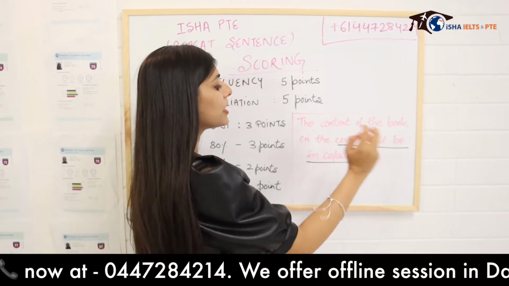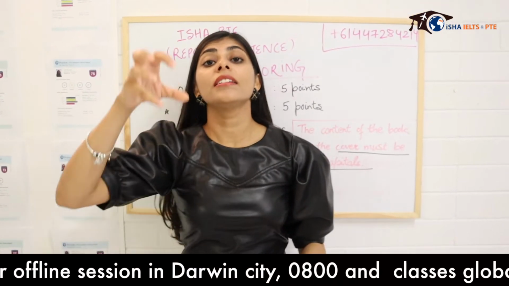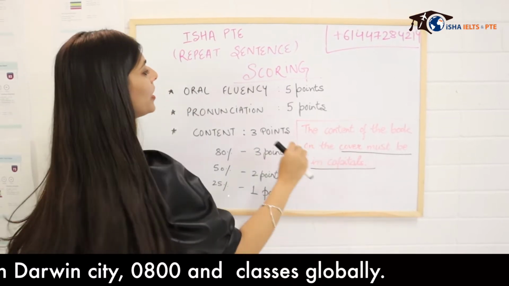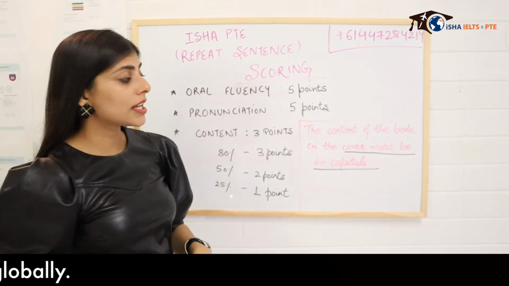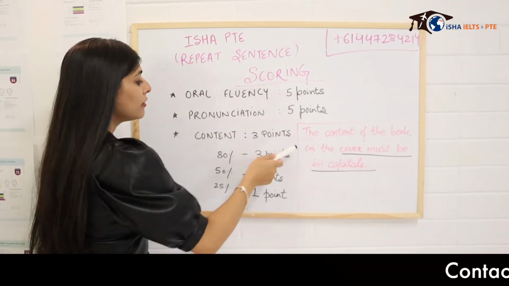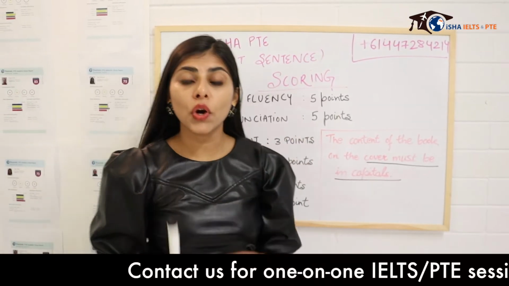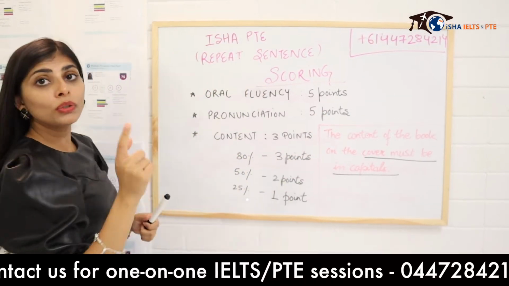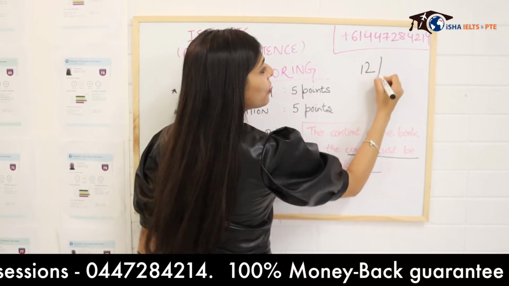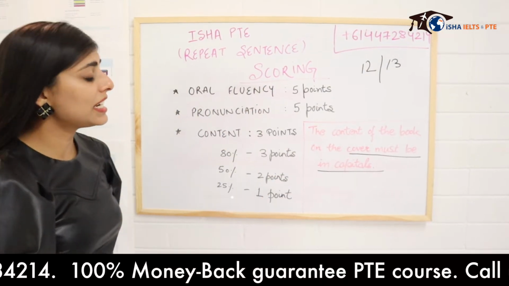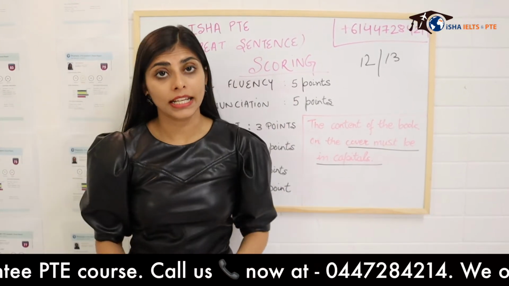Just say something with your mouth open, clearly, fluently, loudly, so that you will be able to get 5 points for your oral fluency, 5 points for your pronunciation, and at least 2 points for your content. Because at least you have covered half of the content. So in total, if you do that, what is happening? You're getting 5, 10 and 12. You're getting 12 points out of 13, just in case, even if you forgot this part of the sentence.